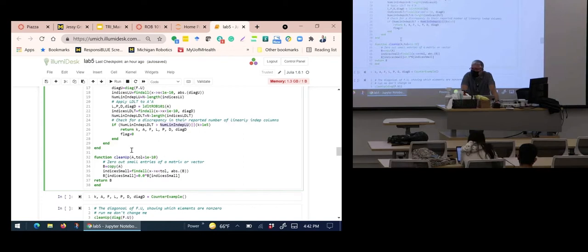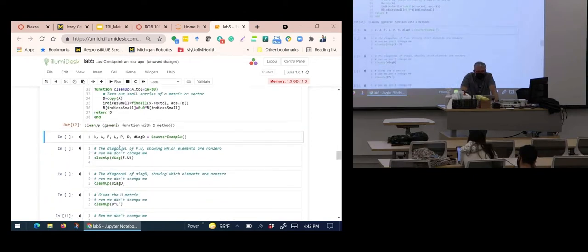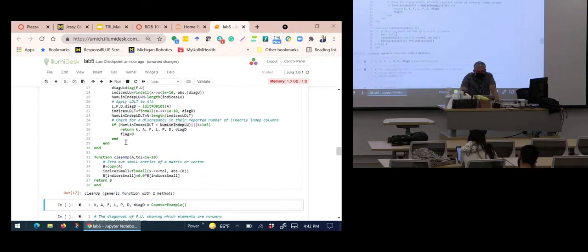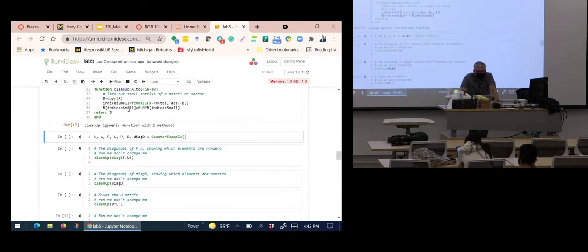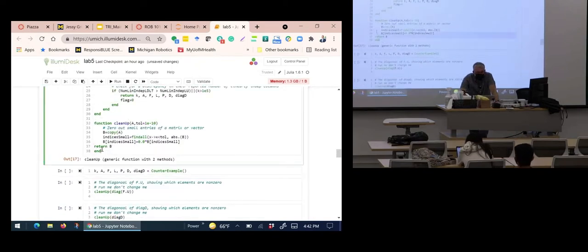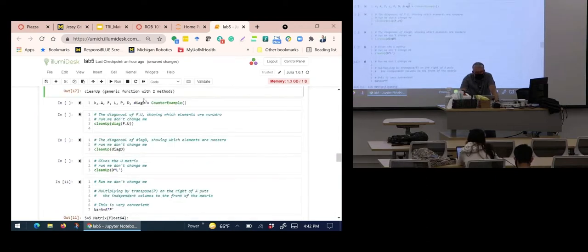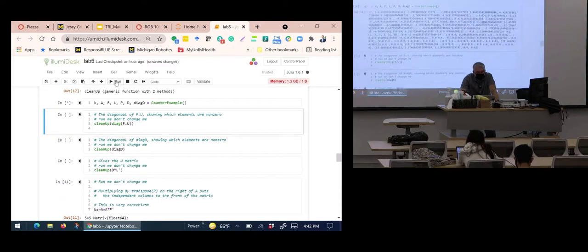So how many times through is it going to take before I get a counterexample? Okay. So I've created my function. I also did another one where all of the entries that are 1 times 10 to the minus 10 or smaller, I'm just going to set equal to 0. I'm going to call that a cleanup function. It works on matrices or vectors. Okay, I'm going to run my counterexample.